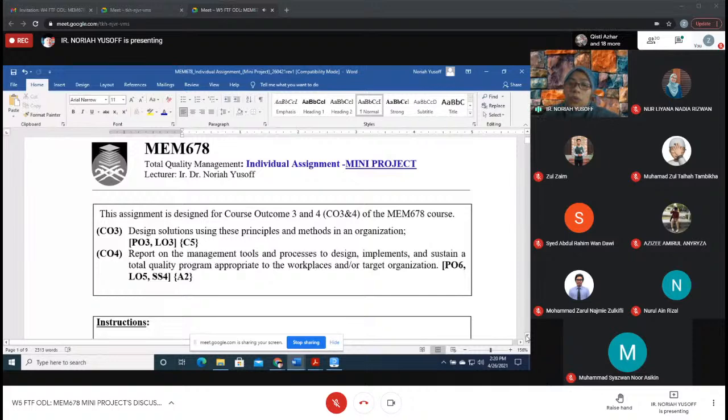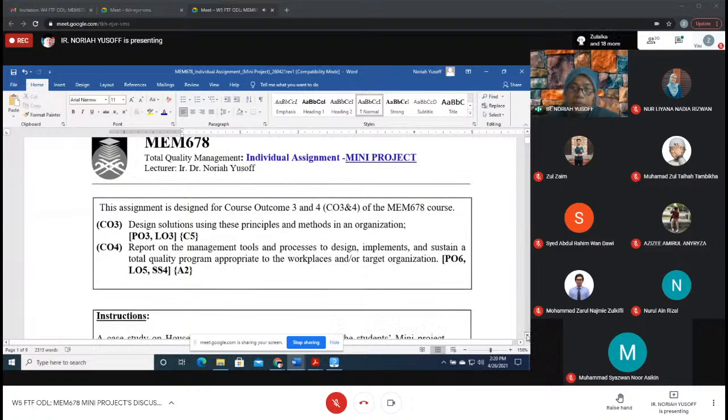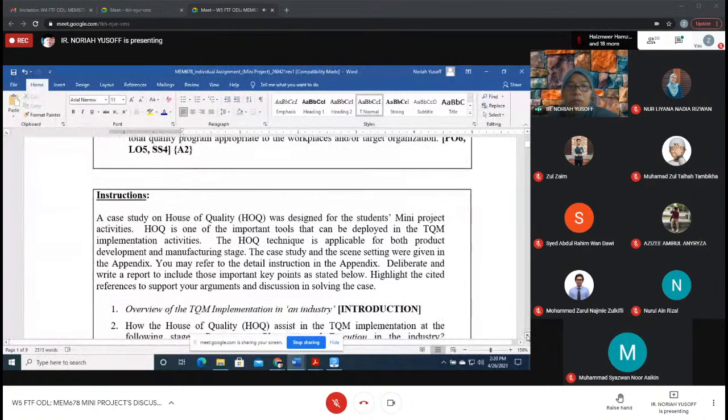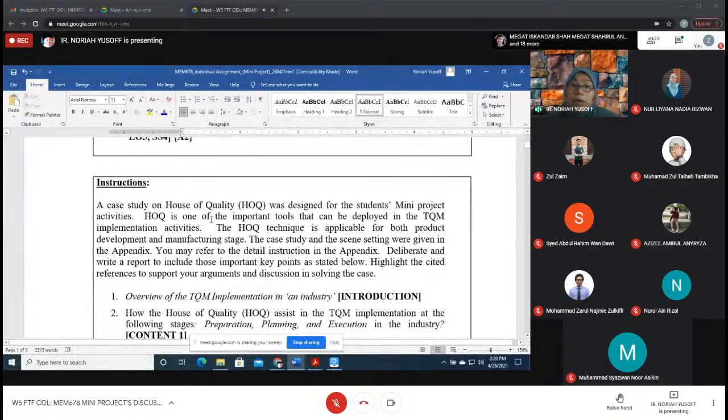and or target organization. So now, what I want to share here, I have given you the case study, okay? The scene setting of the case study is about the house of quality. Do you understand so far? So, I will read the instructions. A case study on house of quality was designed for the students' mini project activities. The HOQ is one of the important tools that can be deployed in TQM implementation activities. The HOQ technique is applicable for both product development and the manufacturing process. In both stages, as we have already learned in the previous week, there are several stages where you can use or deploy this technique, okay?